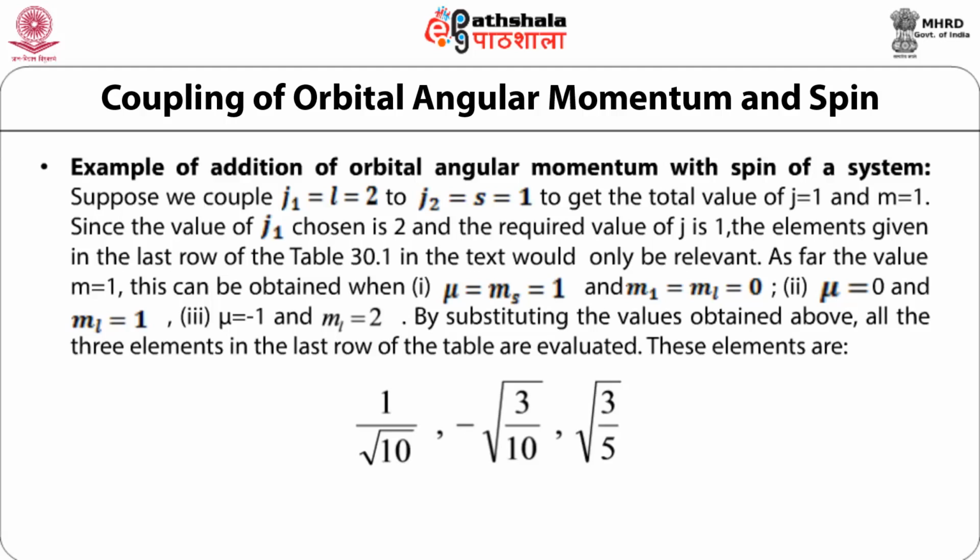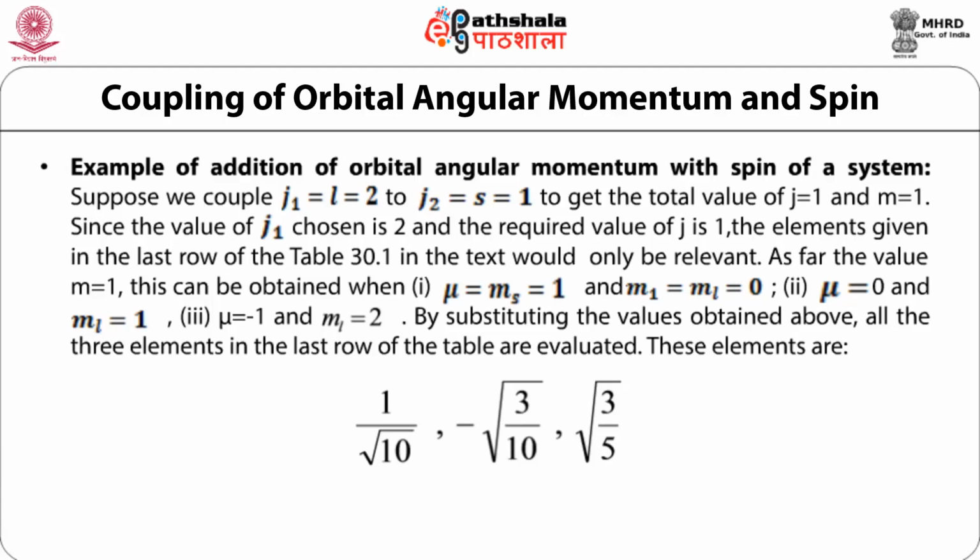And for mu equal to −1, the Clebsch-Gordon coefficient comes out to be [(J1 + M + 1)(J1 + M) / (2J1(2J1 + 1))]^(1/2). So using the above values for J and M and J1 and S, we get for the first term mu equal to ms equal to 1 and m1 equal to ml equal to 0. For the second term mu equal to 0 and ml equal to 1, and for the third term mu equal to −1 and ml equal to 2.